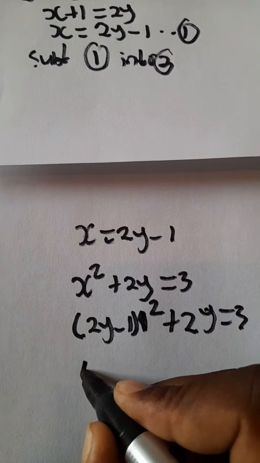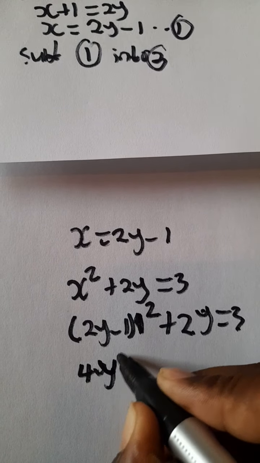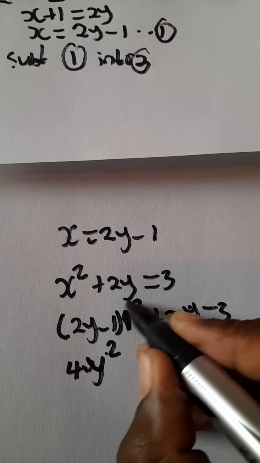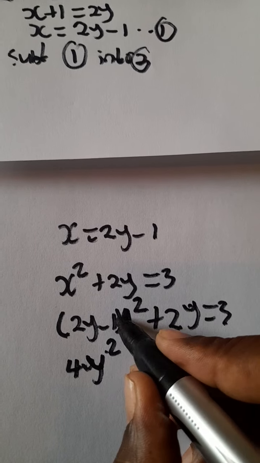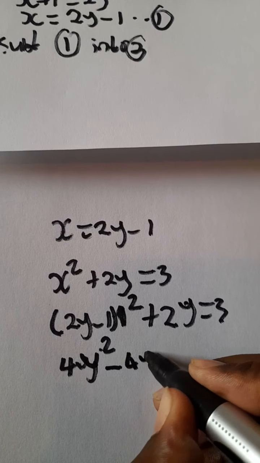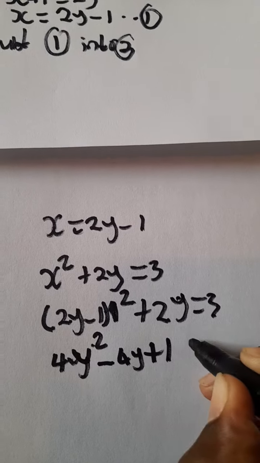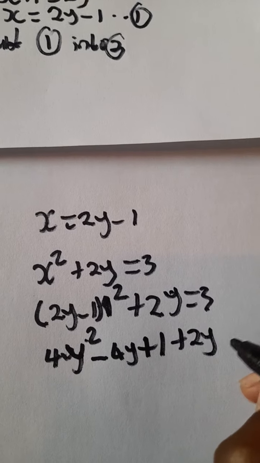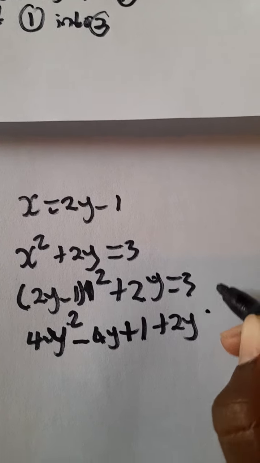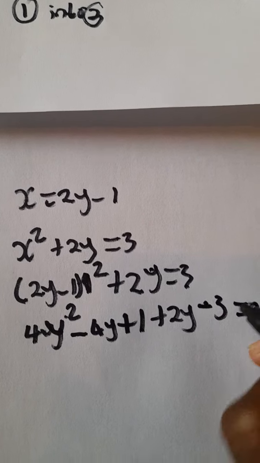Then square the first, that will be 4y squared. Then the power multiplies everything. 2 times negative 1, that's negative 2, multiplied by 2y, that will be negative 4y. Then square the last, which is negative 1, that will be plus 1, plus 2y equated to 3. But we can take 3 to the other side and equate to 0, so it will be minus 3.